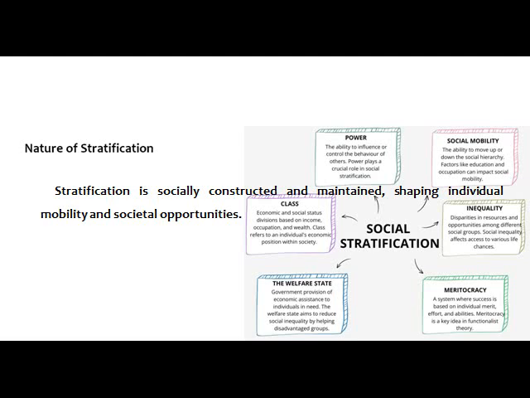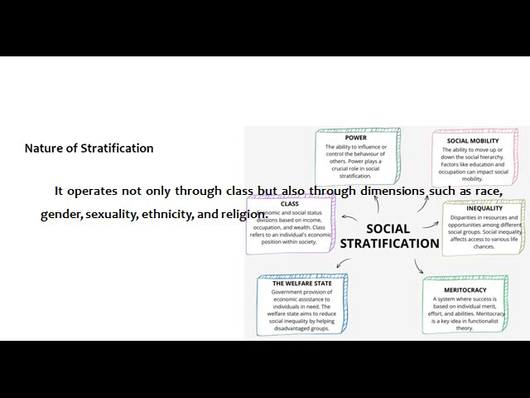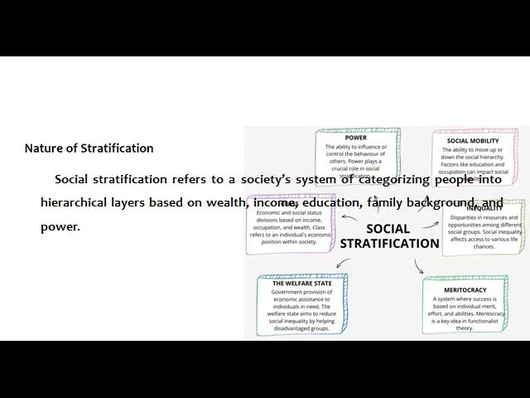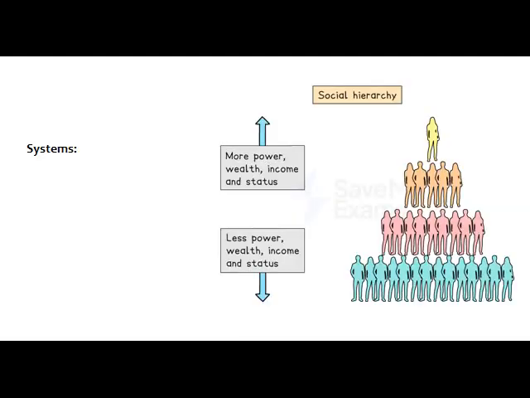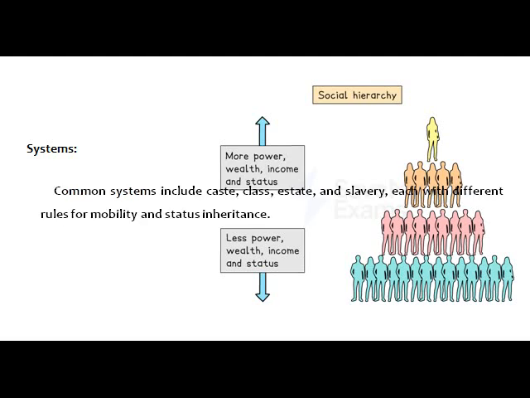Stratification is socially constructed and maintained, shaping individual mobility and societal opportunities. It operates not only through class but also through dimensions such as race, gender, sexuality, ethnicity, and religion. Social stratification refers to a society's system of categorizing people into hierarchical layers based on wealth, income, education, family background, and power. Systems. Common systems include caste, class, estate, and slavery, each with different rules for mobility and status inheritance.